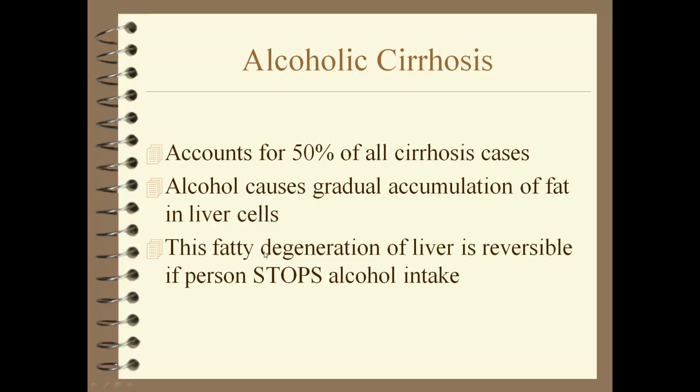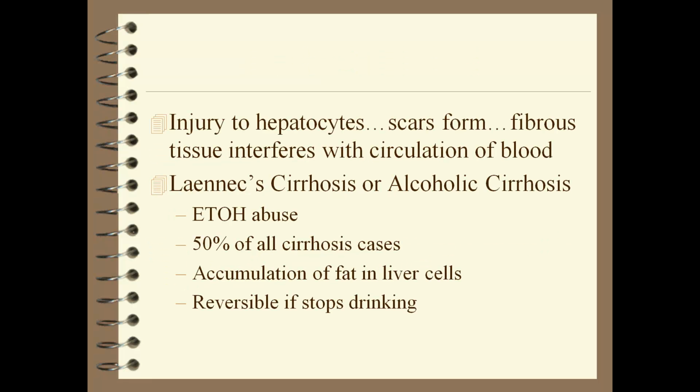Okay, alcoholic cirrhosis. That's basically the most common. 50% of all cirrhoses are caused by alcohol. Alcohol causes that accumulation of fat in the liver cells. Liver cells can't do it. Somebody who has alcoholic cirrhosis, it is reversible if they stop their alcohol intake. That's very difficult for some patients to do. So that injury to the hepatocytes causes the fibrous tissue, interferes with your circulation. Another word for alcoholic cirrhosis is Laennec cirrhosis.